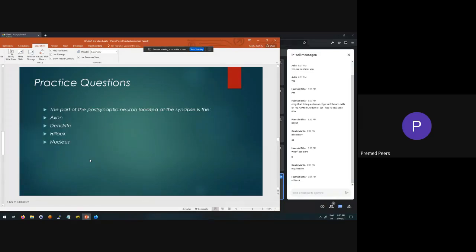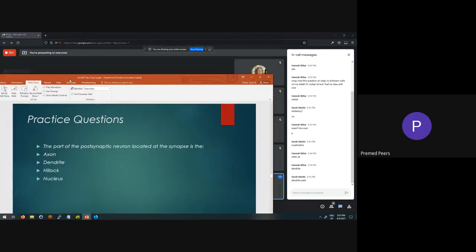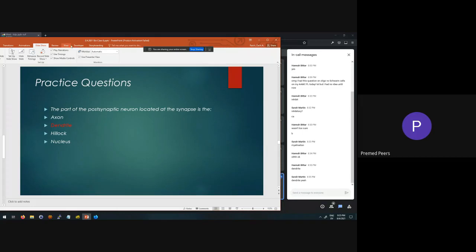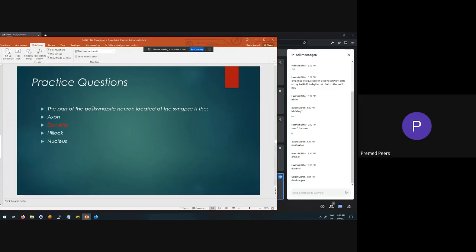Which part of the neuron is located at the synapse, the postsynaptic neuron? Which part synapses with the presynaptic neuron? Dendrite. Yep. It always goes axon to dendrite. It goes down the axon to the axon terminal, synapse, dendrite.